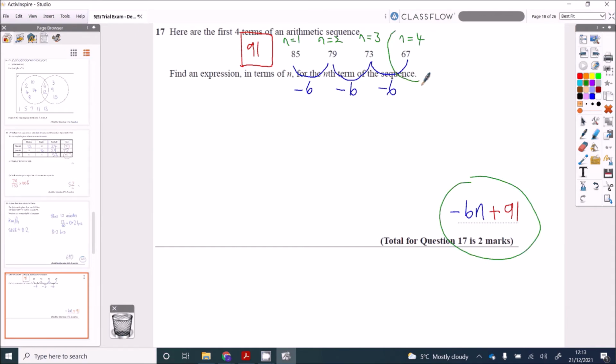So if you want to, you don't have to, you can always just check that your proposed answer is right. If I take this fourth term, for example, when n is 4, when I substitute 4 into my nth term expression, do I get 67? So I've got minus 6 times 4, and then I'm going to add on 91. Minus 6 times 4 is minus 24. Minus 24 add 91 is indeed 67. So I know I've got it right.